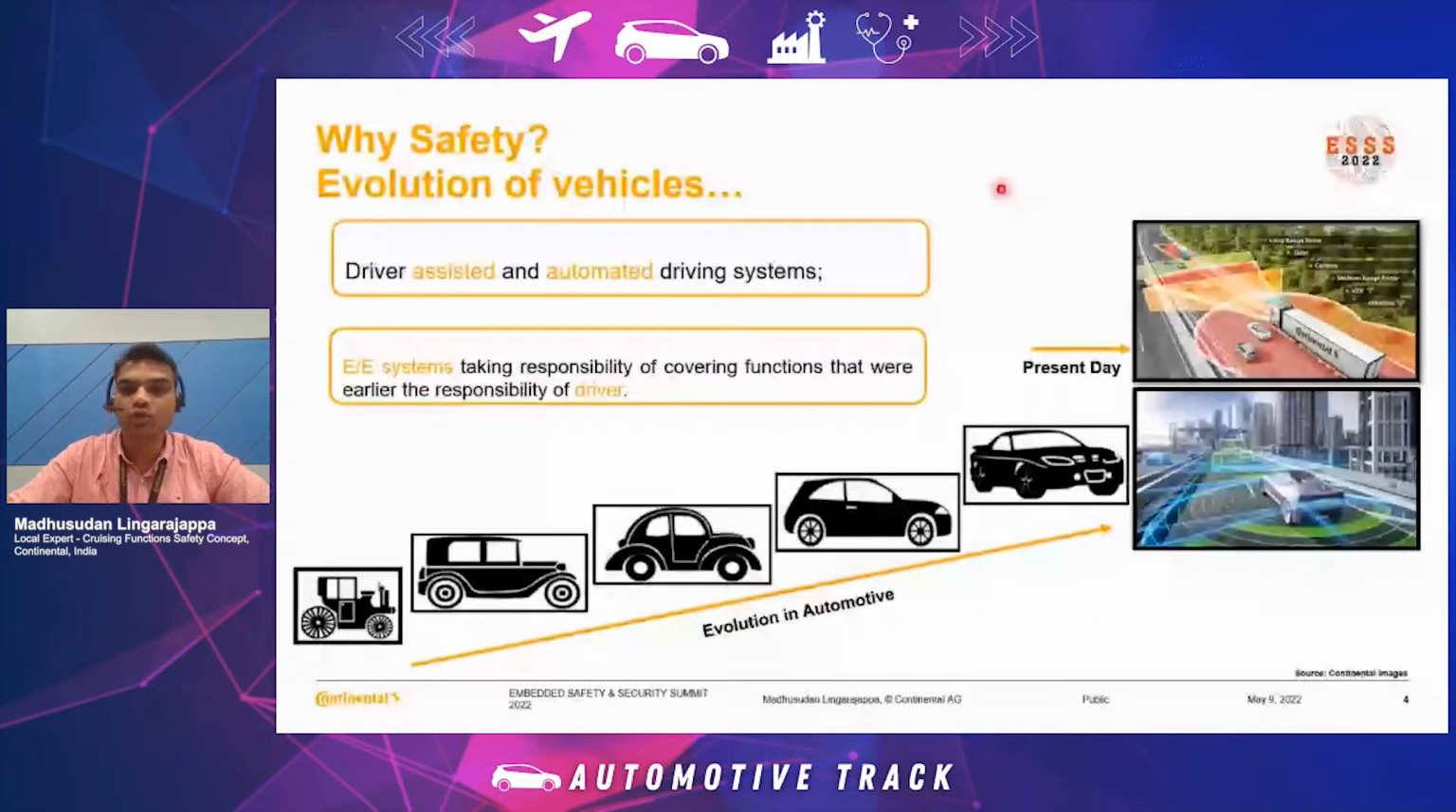So to start with the evolution of vehicles, we have seen the evolution of vehicles from the early 1900s to the current generation of vehicles, where we are working towards autonomous vehicles. Most of the functions like longitudinal and lateral control, which were earlier the responsibility of the driver, are now becoming the responsibility of the system. So more and more features are getting added into the vehicle and it is becoming very complex. So safety becomes most important here.